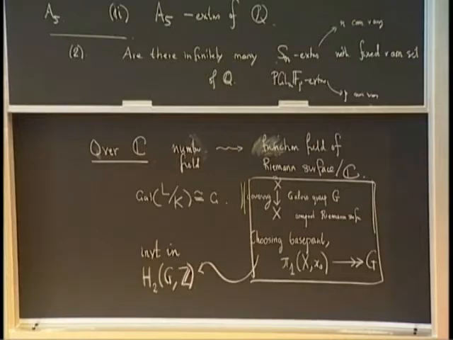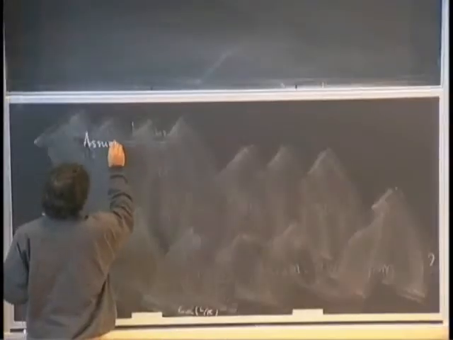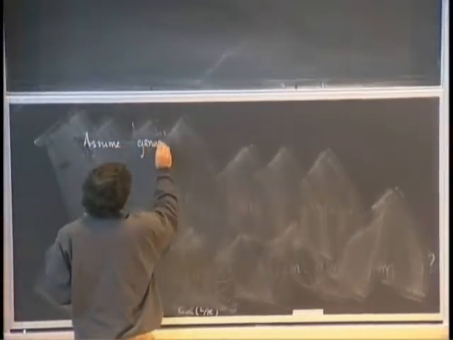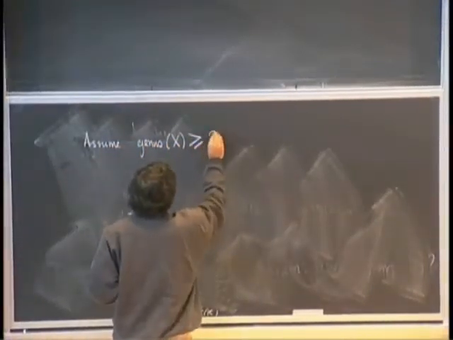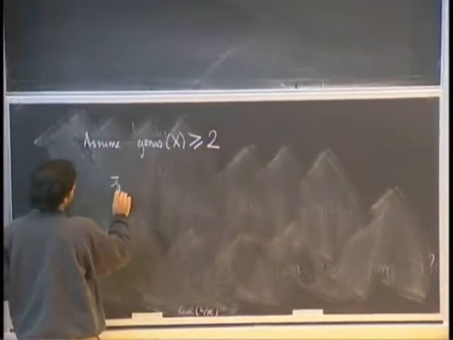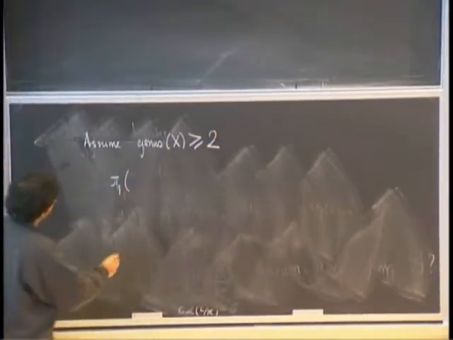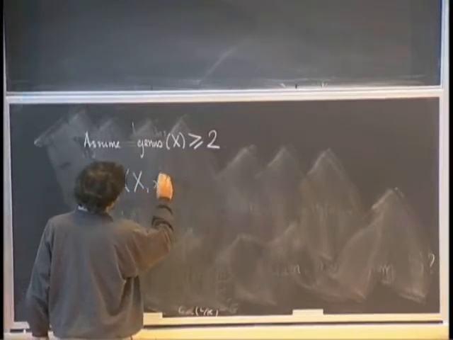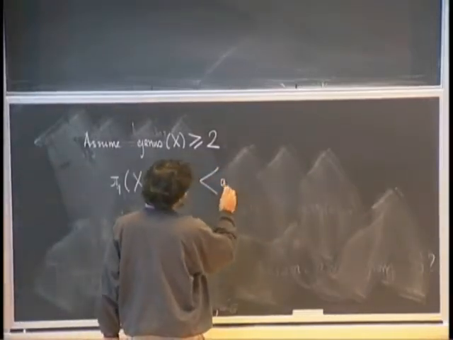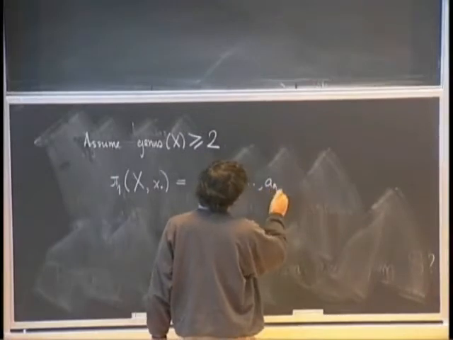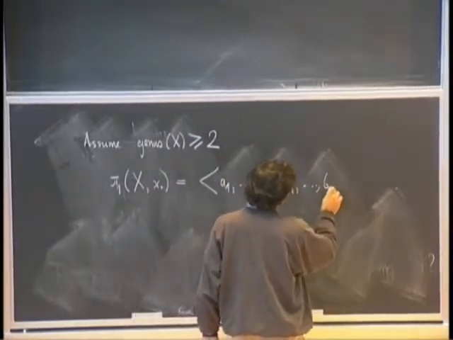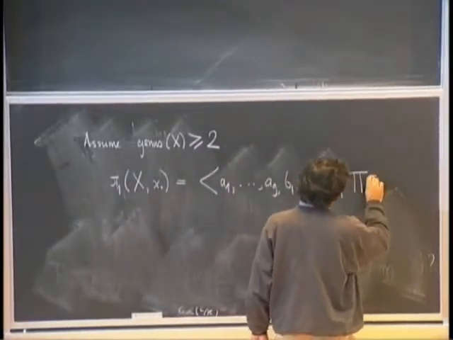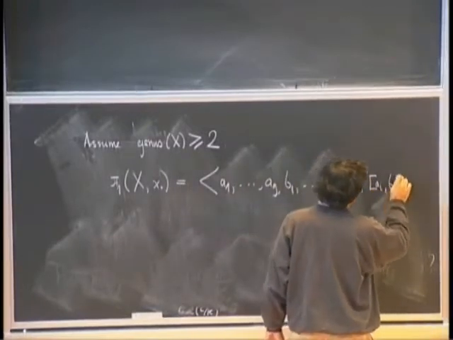So now let's define this. In the case when the genus is bigger than 2, the other case is not very interesting. So genus X is bigger than 2. So what that means is the fundamental group has a standard presentation, generated by 2G elements, A1 up to AG, B1 up to BG, subject to this relation: the product of their commutators in order should be the identity.